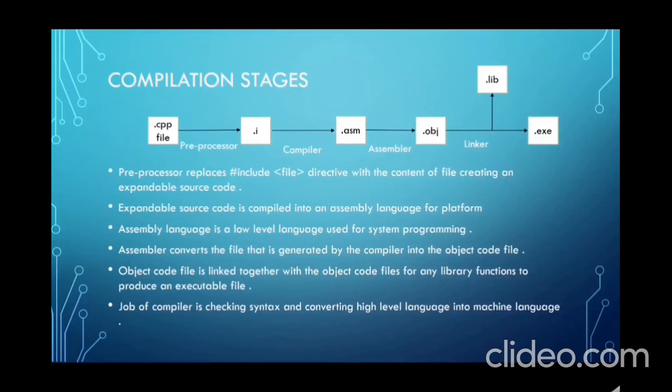So what is assembly language? Assembly language is a low-level language used for system programming. Then the assembler converts the file that is generated by the compiler into an object code file. And the object code file is linked together with the object code files for any library functions to produce an executable file. So what is the job of the compiler here? The job of the compiler is checking syntax and converting high-level language into machine language.